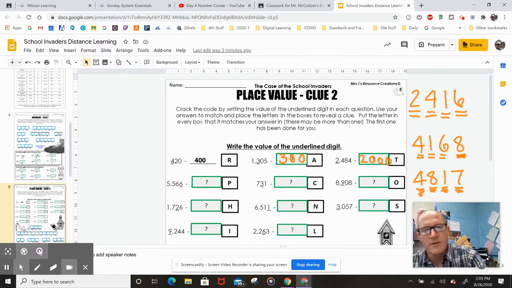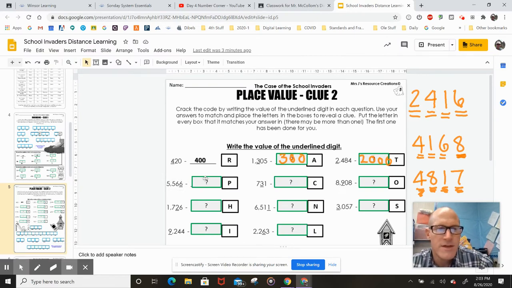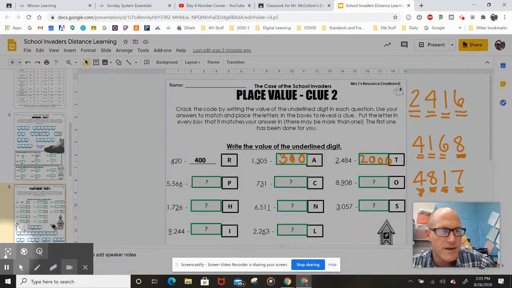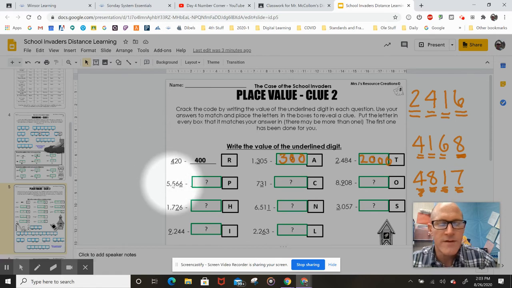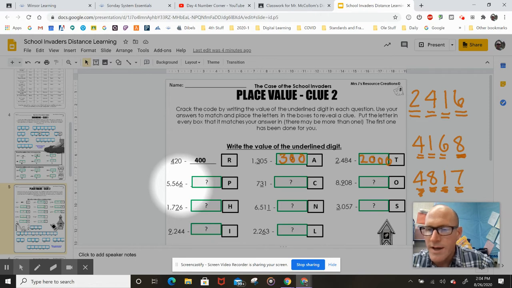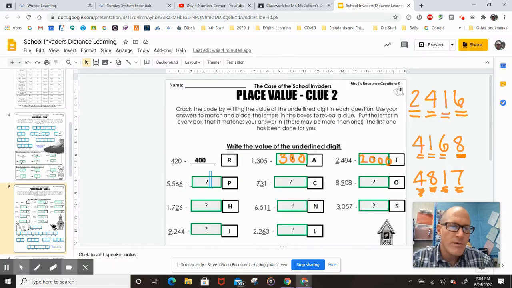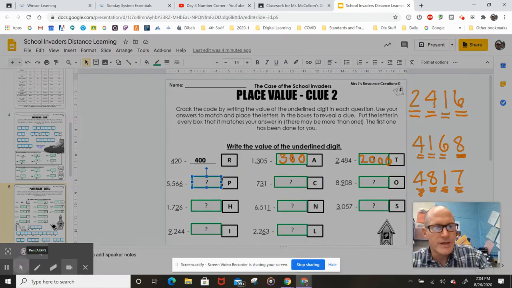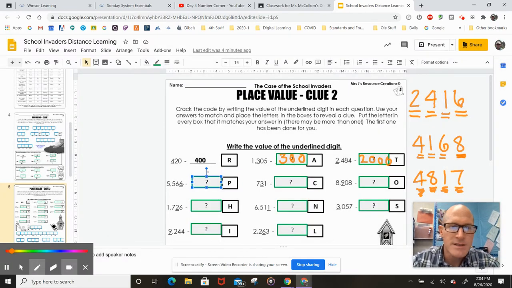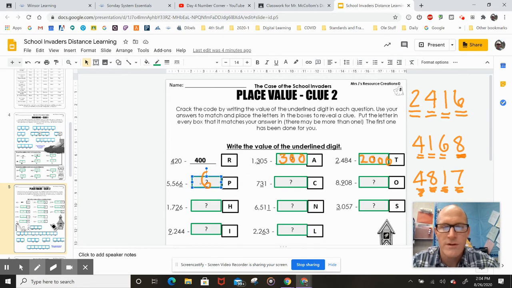Okay. Now let's take a look at this example right here. Okay, cool. So we have the number 5,566. That means that underlined under that spot, what's the value of the underlined number? It's in the ones place. But the value of that underlined number is simply, what is it? Well, it's simply 6. That is the value.